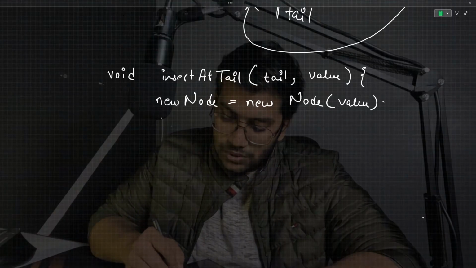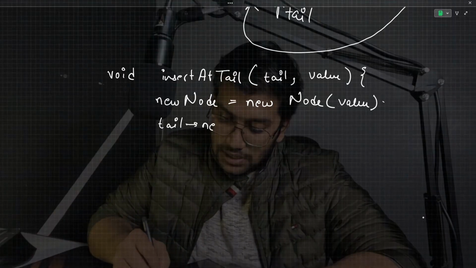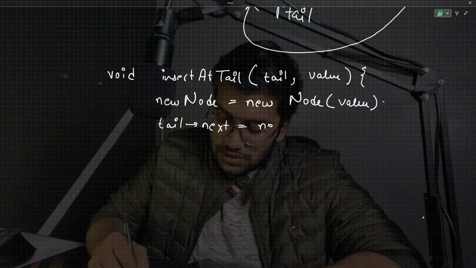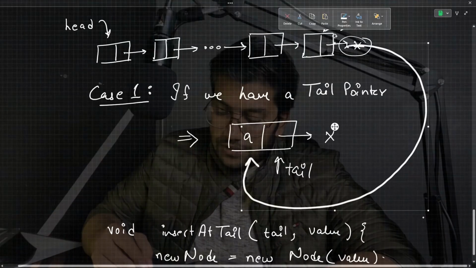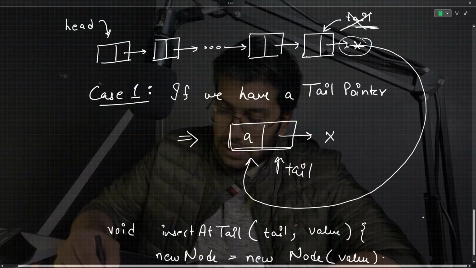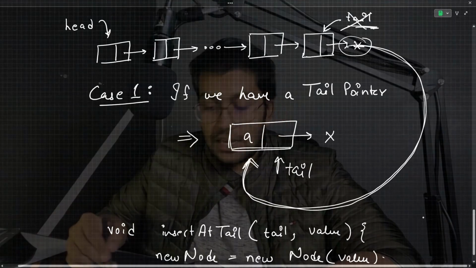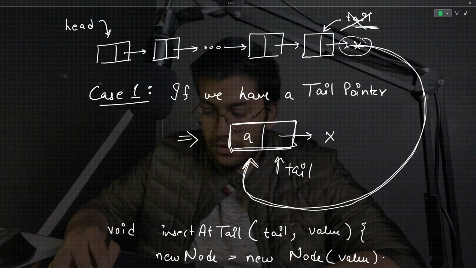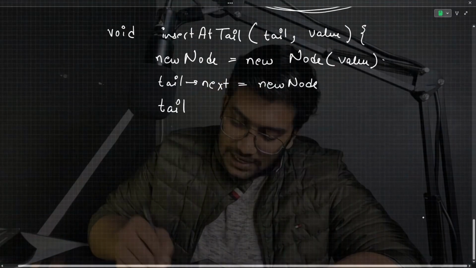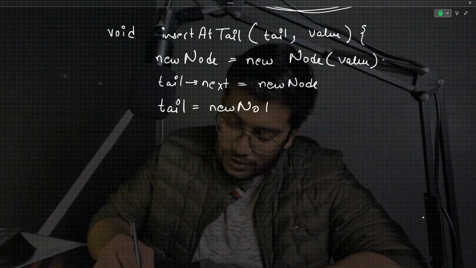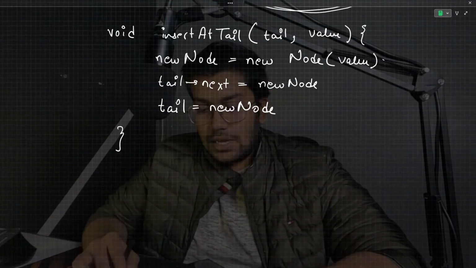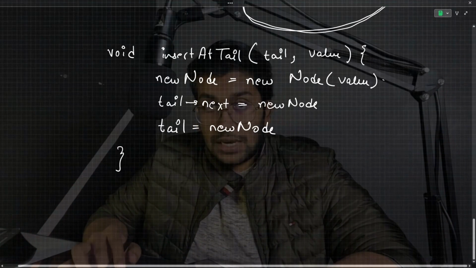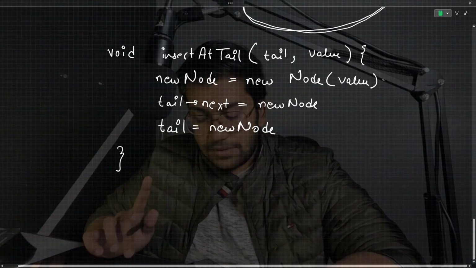And what you do is you say tail's next is this new node, right? First we've created this node, then we are pointing the next of this tail to this newly created node, and then we need to update the tail value to this node. Now tail is equal to new node. So that is the function. Now there are a couple of things I missed in this and the previous one as well.